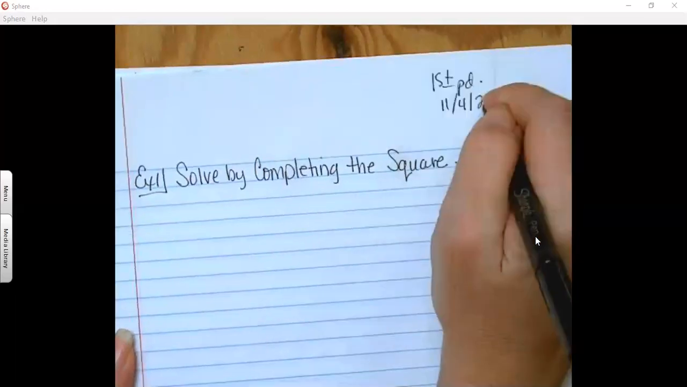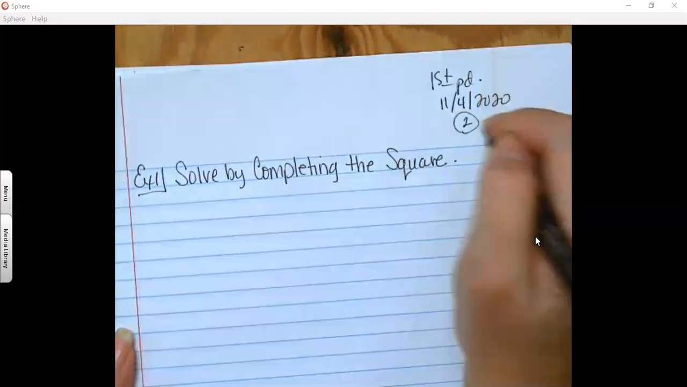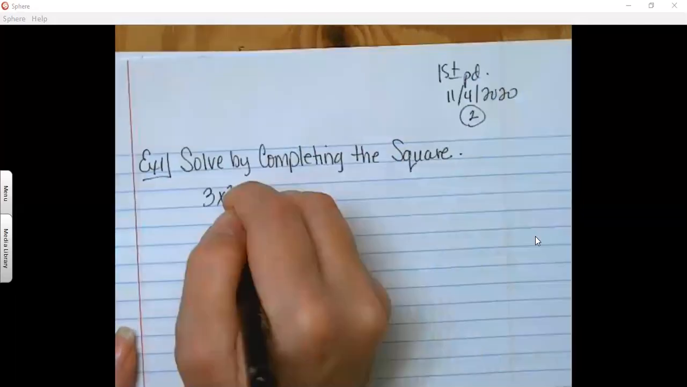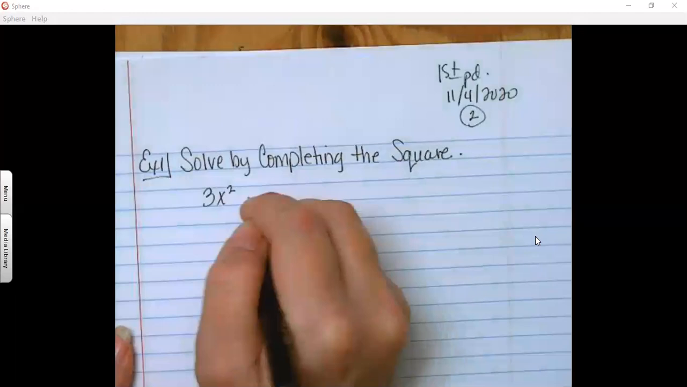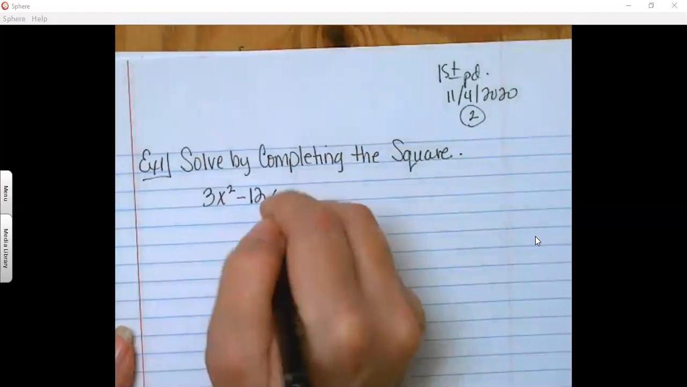We have 3x squared minus 12x plus 6 equals 0.